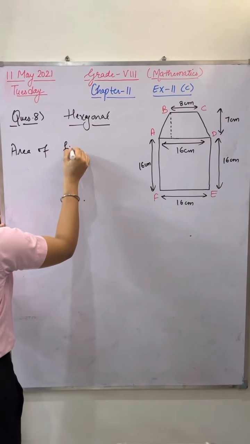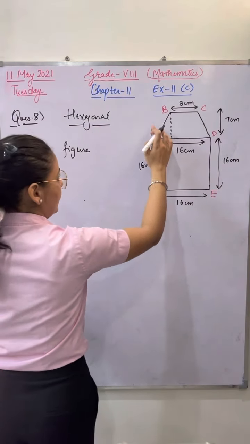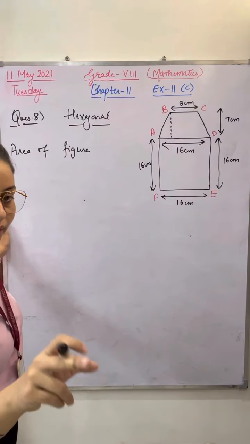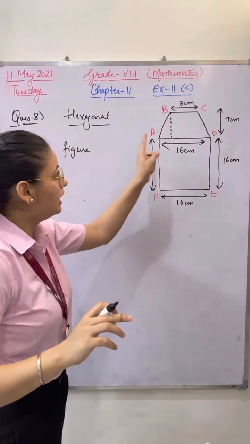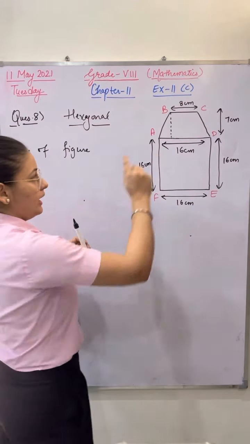Area of figure, or area of hexagonal, okay? That is A, B, C, D, E, F. The naming is not given in your book. You can see the figure is given in the book, but the name is not given. You can mention the name according to you. You can mention M, O, P.